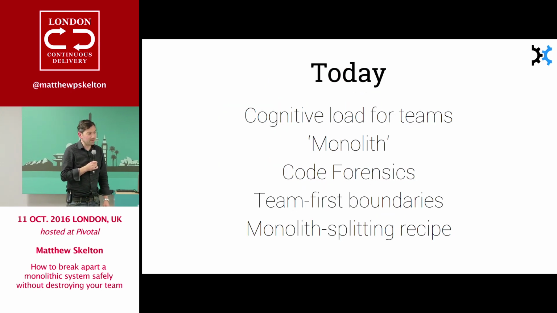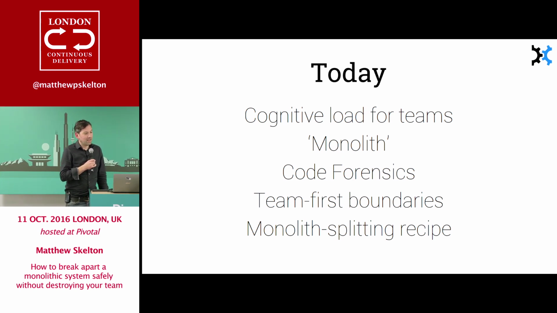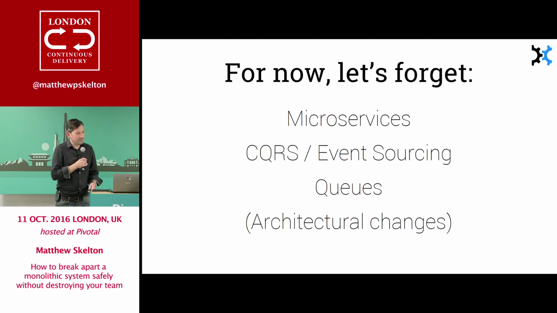So today there's some things we'll look at. We'll look a tiny little bit about cognitive load for teams. We'll explore what monolith is, what it really means. A little bit on code forensics. Think about boundaries of software components from the perspective of the team. And there's a recipe at the end which allows you to split the monolith nice and easily.